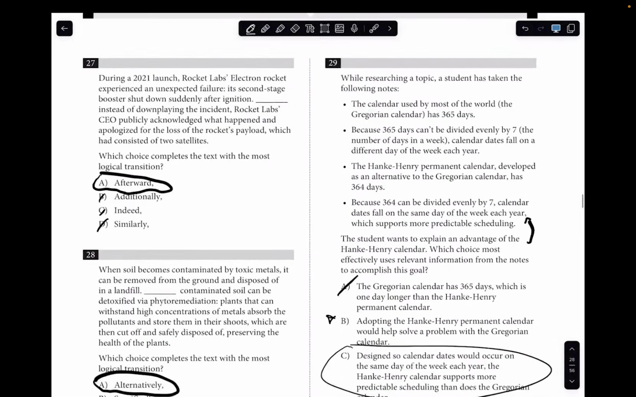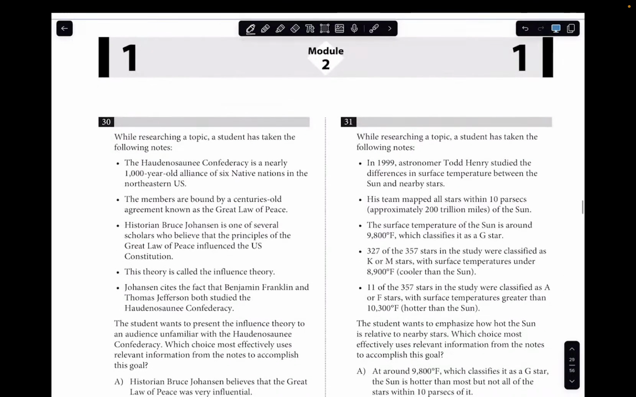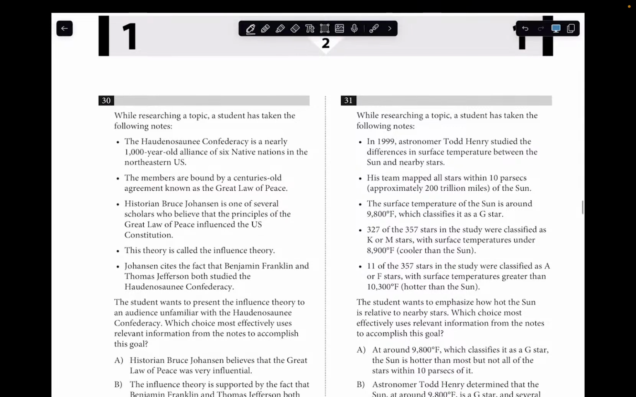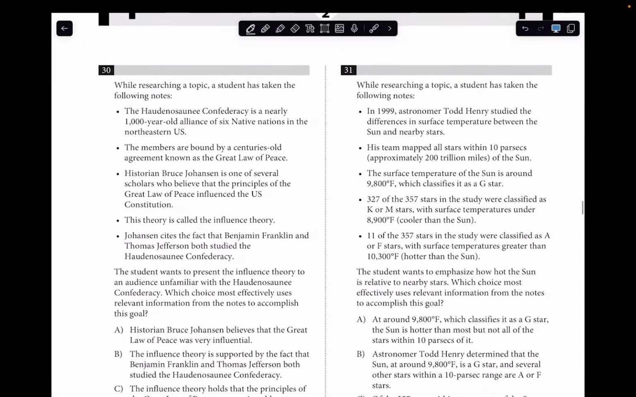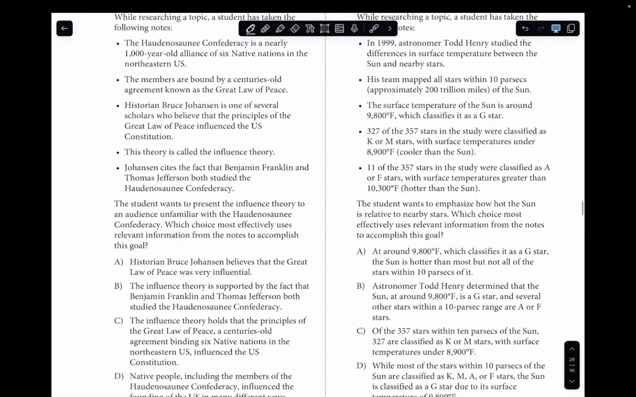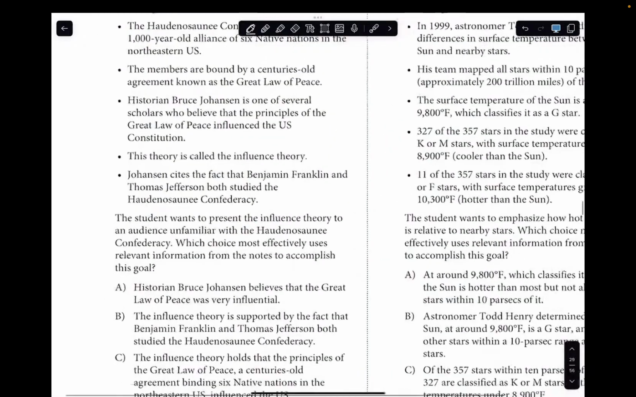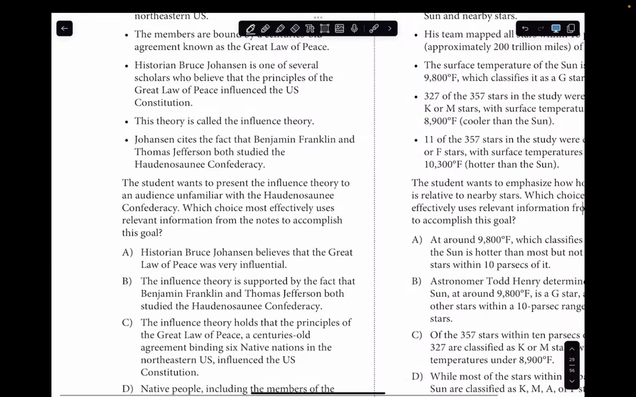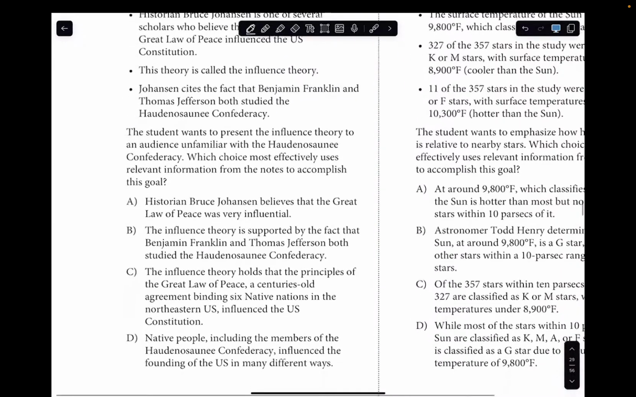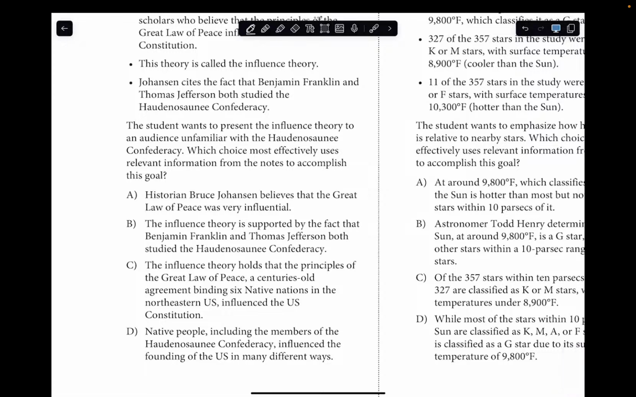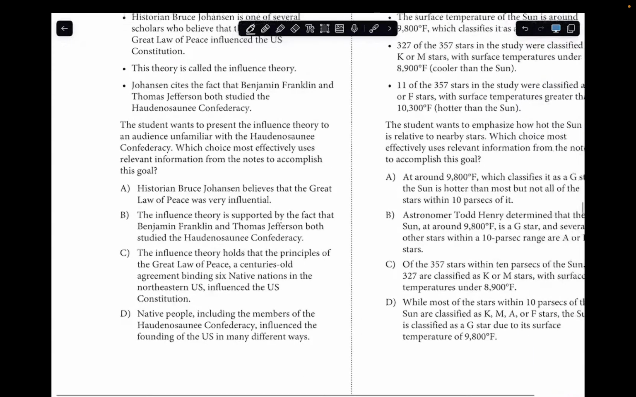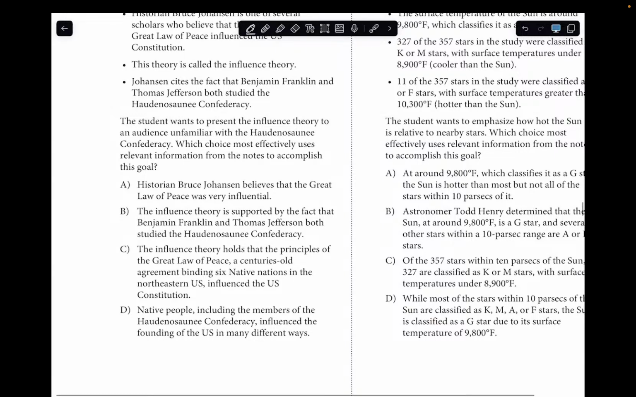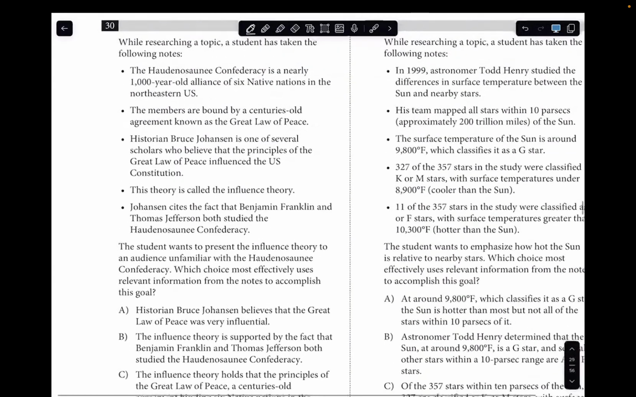Yes. While researching a topic, a student has taken the following notes. I'd assume that's some Native American Indian name. Confederacy is a 1,000-year-old alliance of 6 Native nations in the northeastern U.S. The members are bound by a centuries-old agreement known as the Great Law of Peace. A historian is one of several scholars who believe that the principles of the Great Law of Peace influenced the U.S. Constitution. This theory is called influence theory. It's interesting. This historian cites the fact that Ben Franklin and Thomas Jefferson both studied this Indian Confederacy.